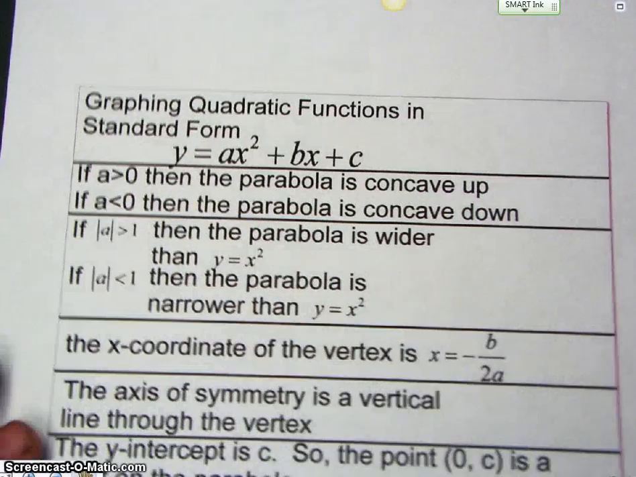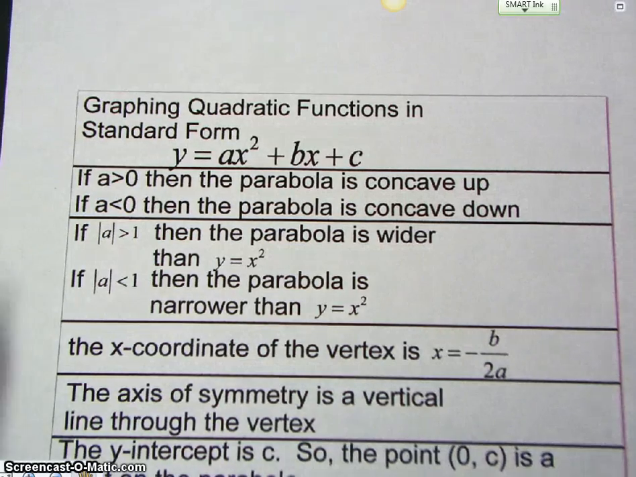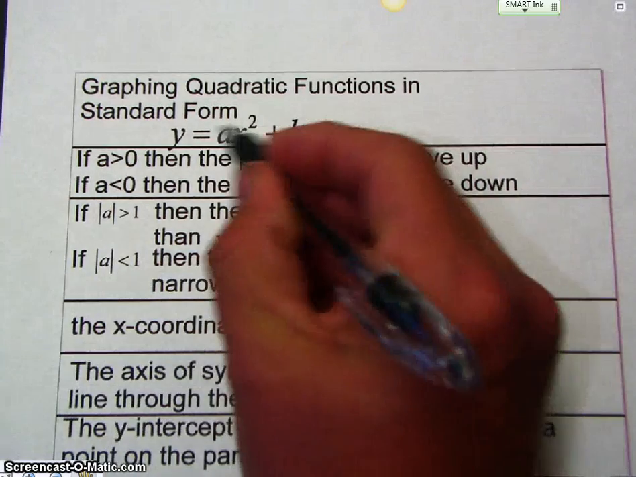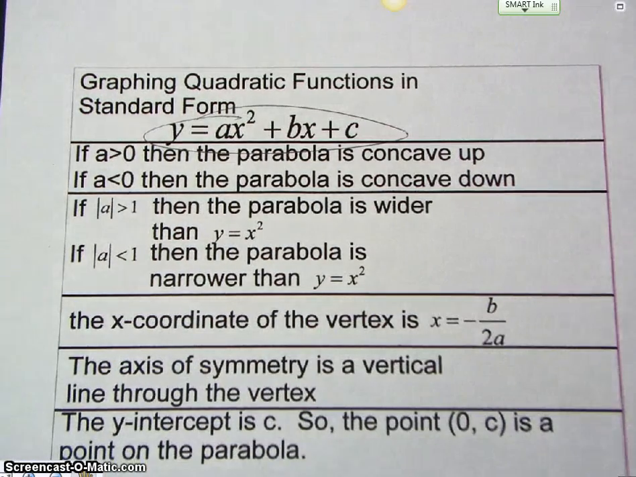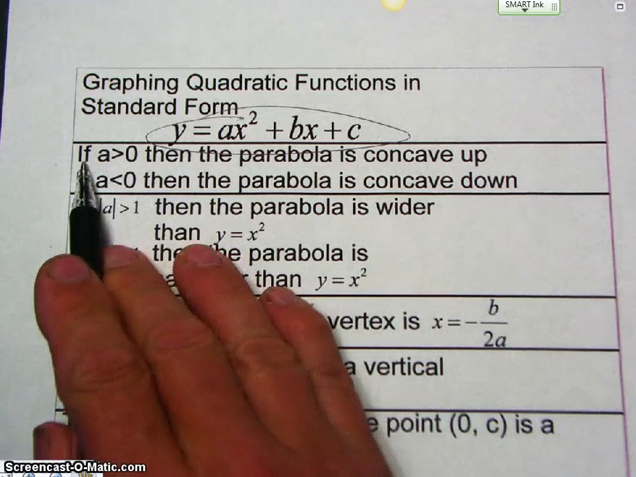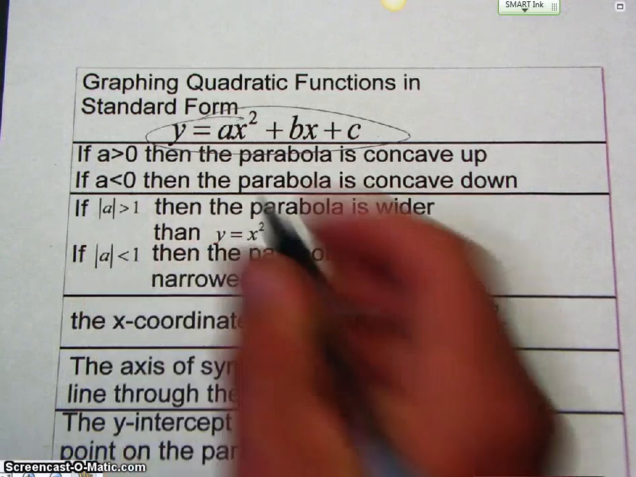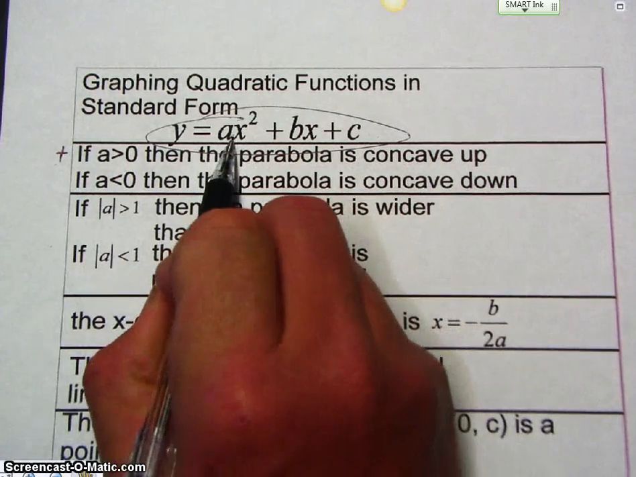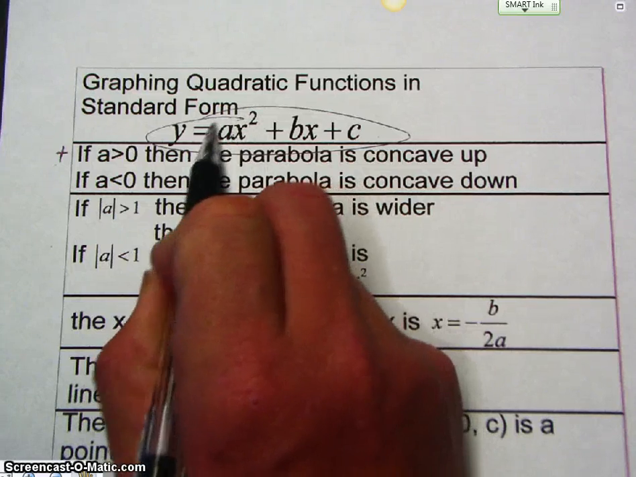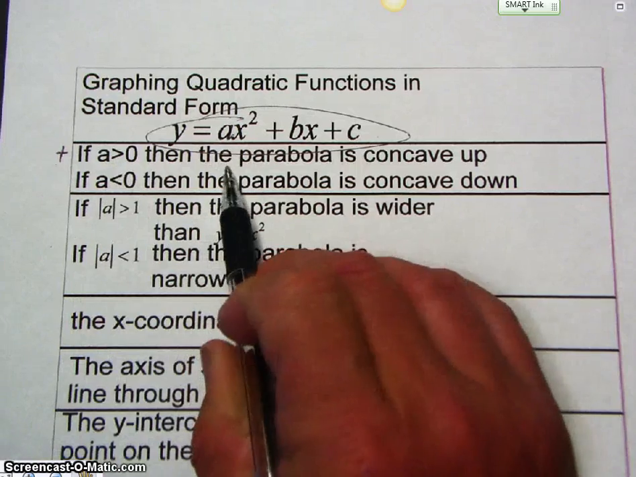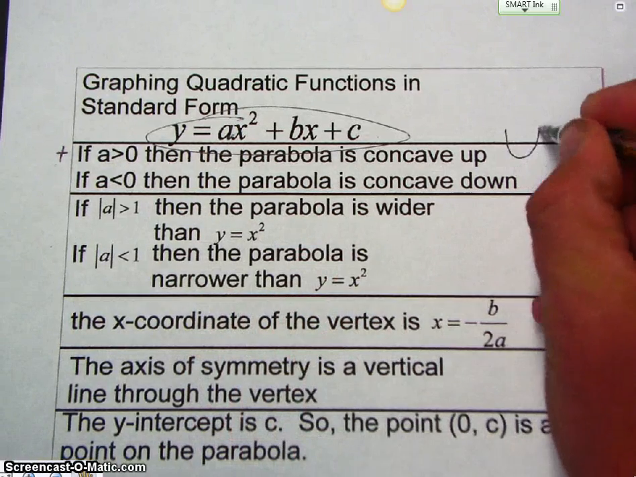In this next part, there are certain things we can get just from the quadratic function in standard form. We can actually describe things about the parabola from this. The first part is, if a is greater than 0, in other words, is a positive? Not x squared, but the number that's in front of the x squared. Is it positive or negative? If it's positive, the parabola is concave up. In other words, it opens up.